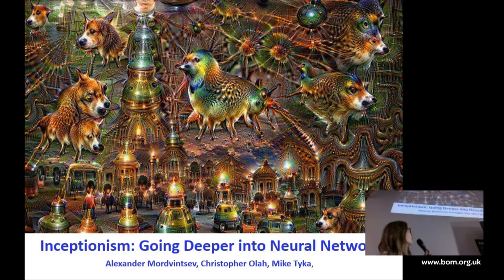So how many of you are familiar with this type of imagery? A couple of people, a few people, very good. So this came out of one of the Google offices in the US in 2015. It was basically an algorithm that emphasized the features in various images. So you got these crazy pagodas and random creatures coming out of a very normal photograph.